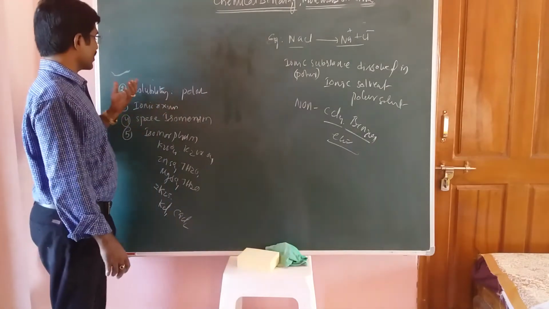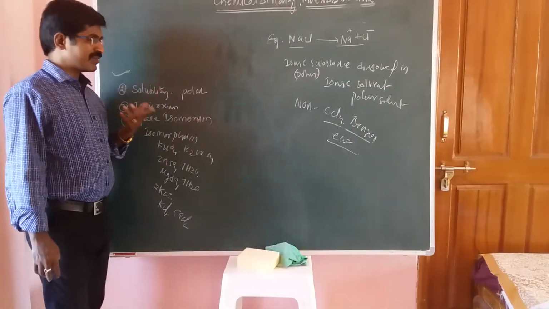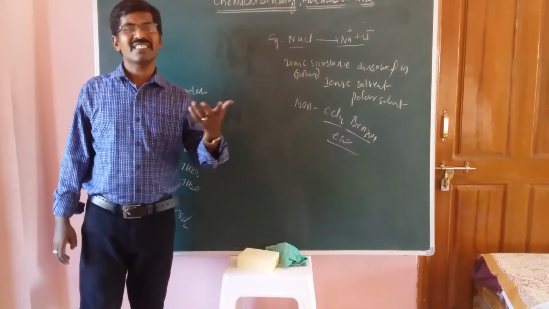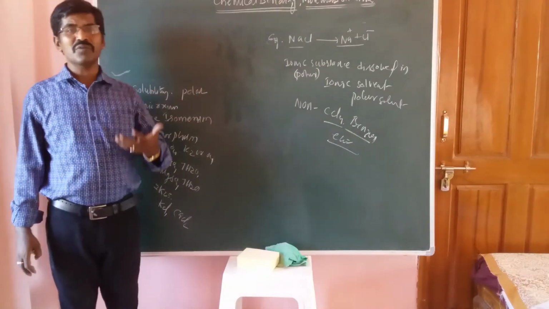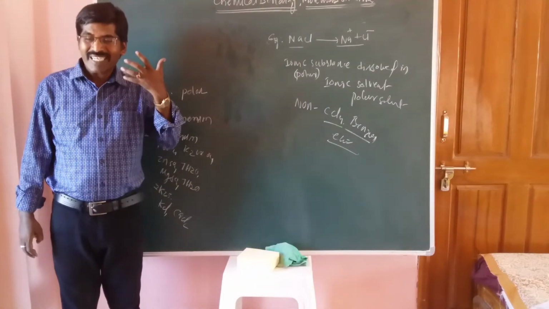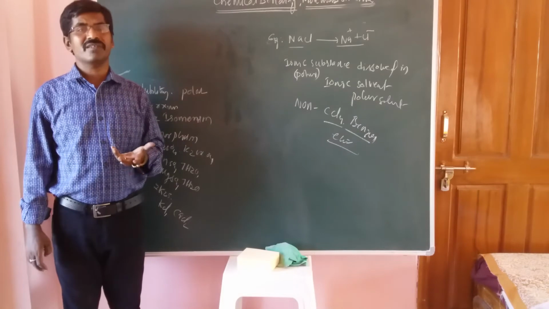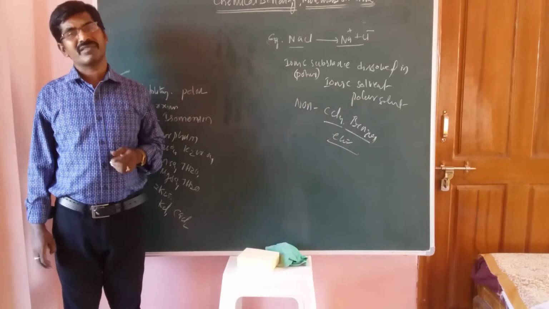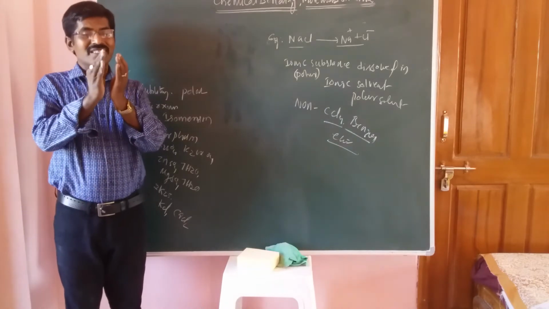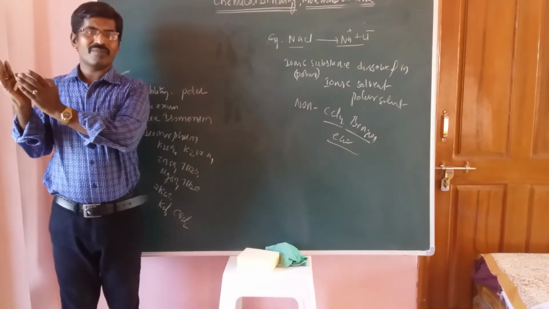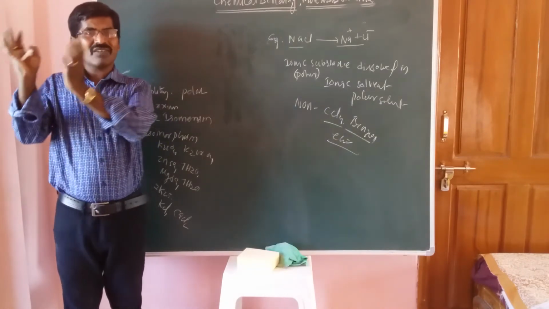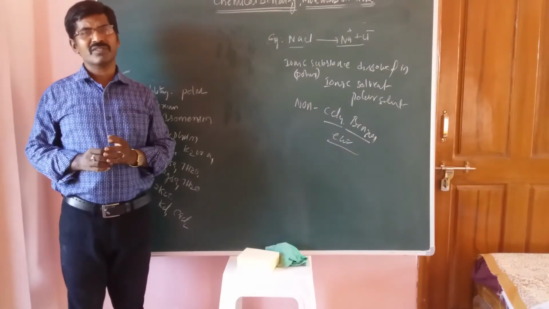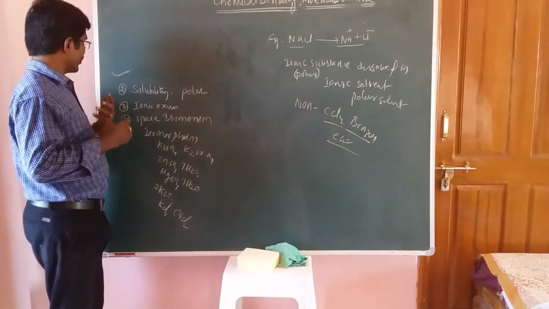But in the case of solubility, the greater the ionic character, the greater the extent of solubility. The lesser the ionic character, the lesser the extent of solubility. Lesser the ions, lesser the solubility; greater the ions, greater the solubility in water. Okay students, so this is the solubility of these compounds.